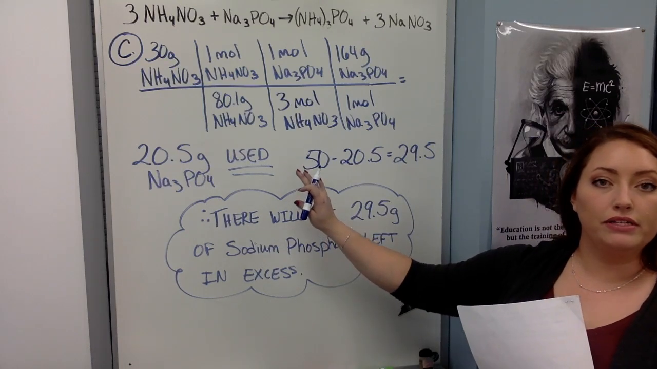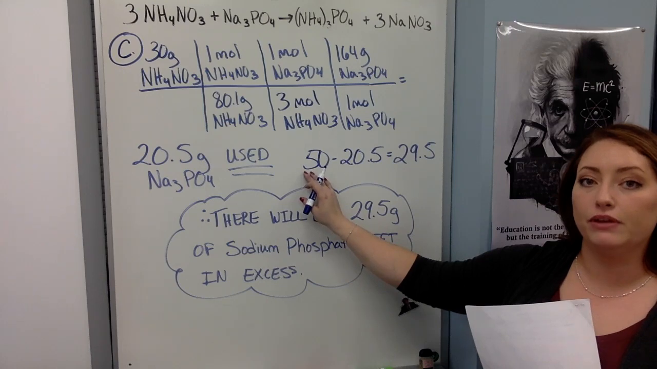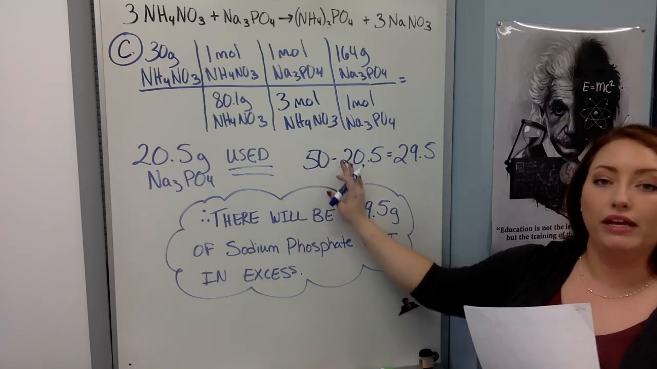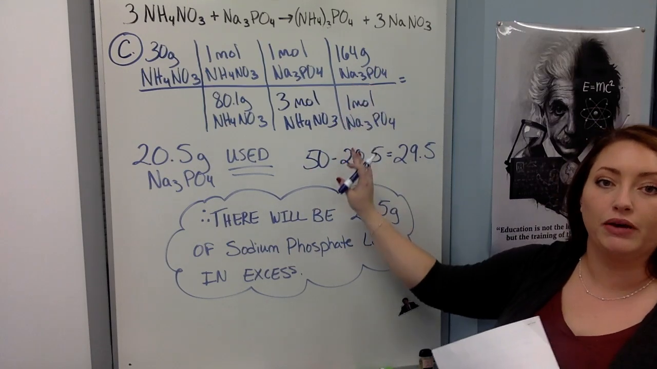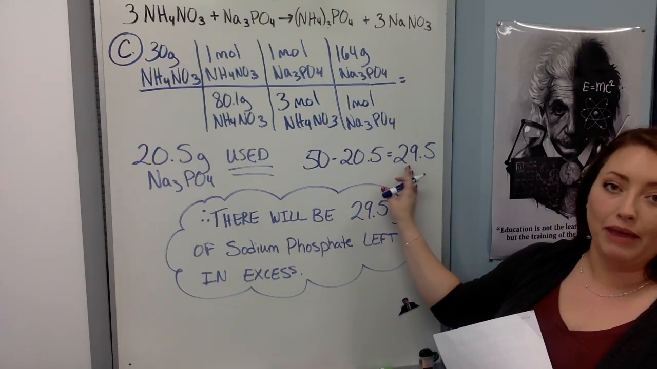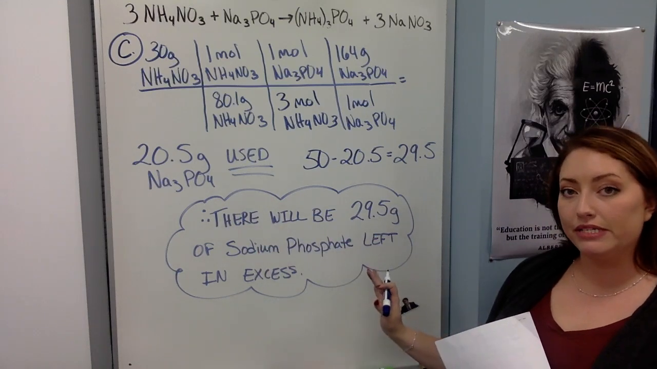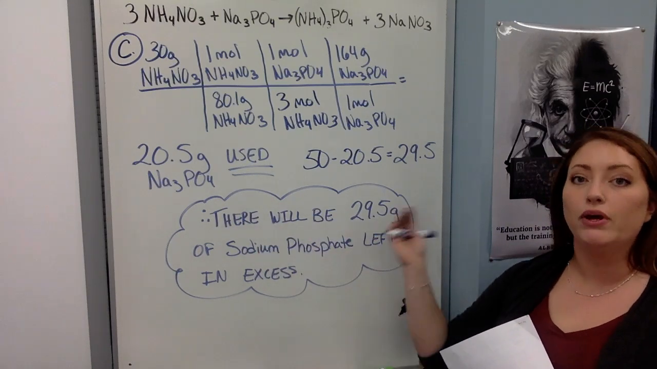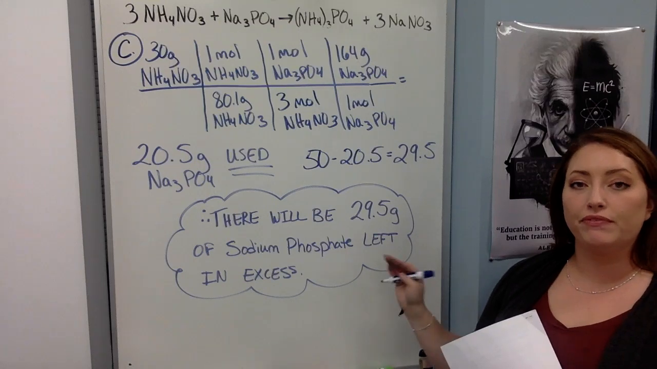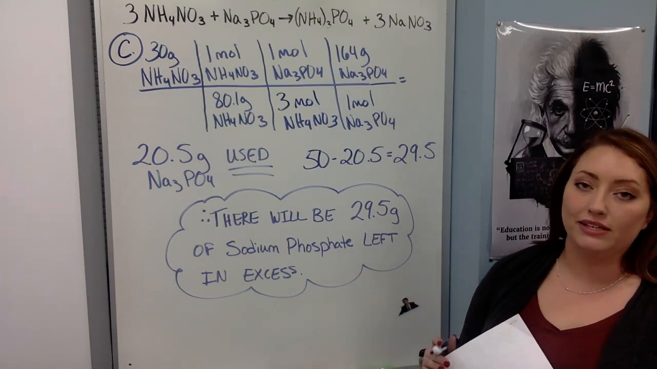We're going to find the difference, like I said, from what you started with. We started with 50 grams of the sodium phosphate, and we now know by doing stoichiometry that we're going to use 20.5 grams. So the remaining amount is going to be 29.5 grams. So the answer to part C would be this, so that you're going to have the 29.5 grams left over or in excess. So that's all of it.